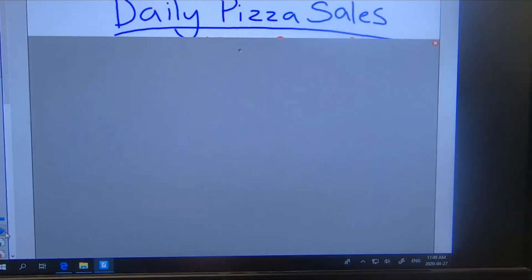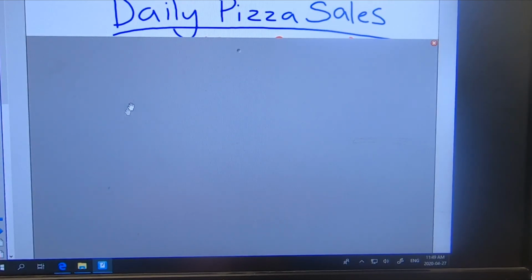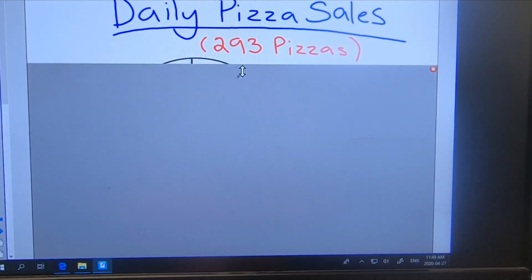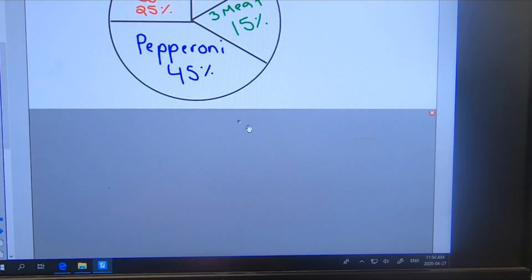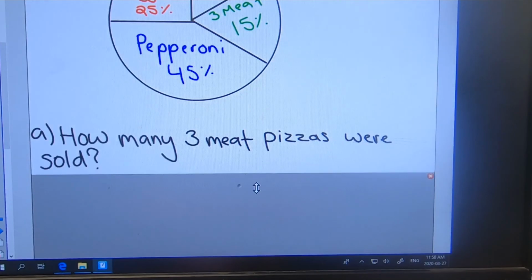We're going to do one final example here today, and this is daily pizza sales. It's our final example. And there were 293 pizzas that were sold during this week. And if we look at the graph, 25% of those were vegetarian pizzas, 45% were pepperoni, 15% were 3 meat, and an indeterminate amount were other. Indeterminate amount, sorry. Not undeterminate, that's not a word.